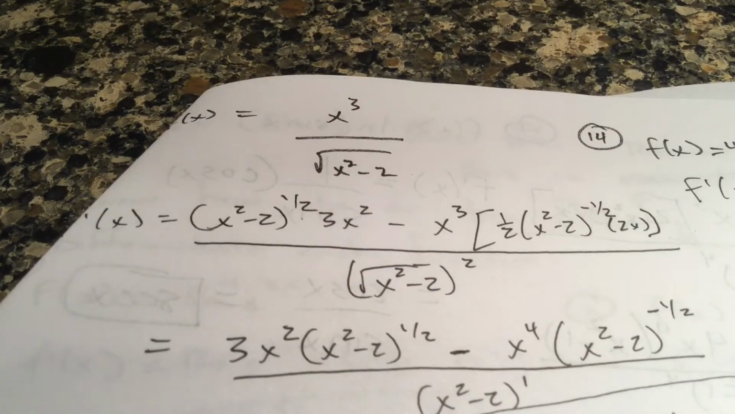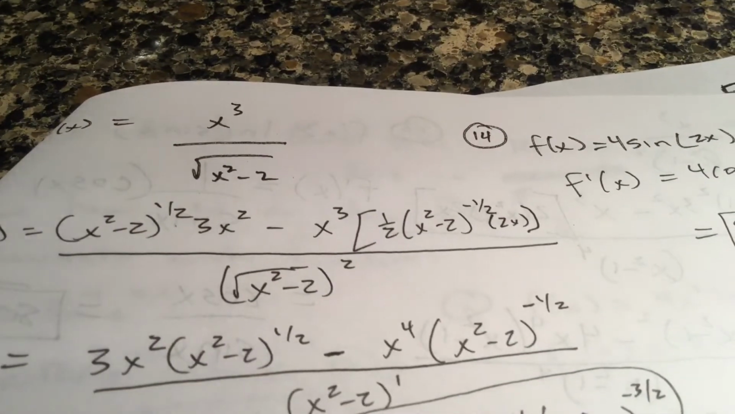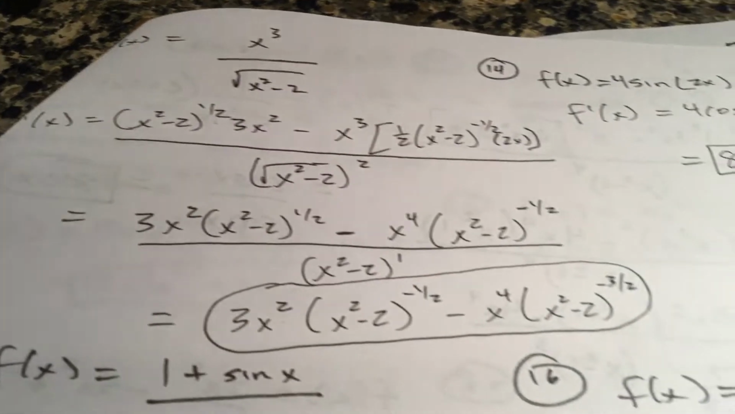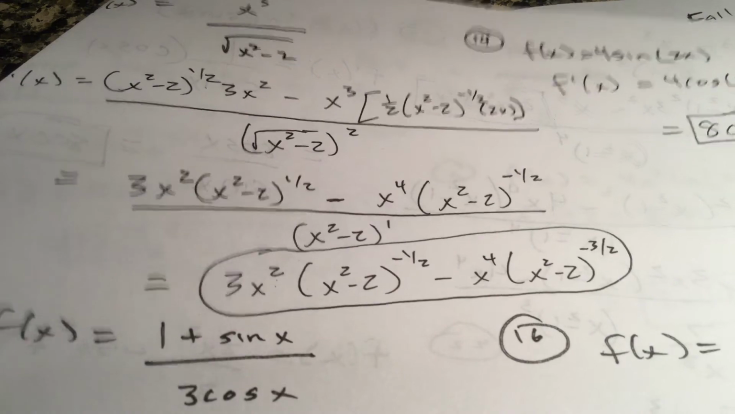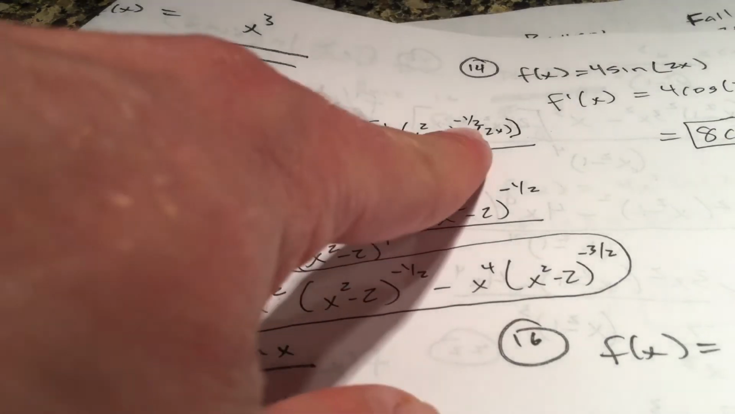I would use the quotient rule here. Low d high minus high d low. Derivative of low: bring down the 1/2, write that u to the negative 1/2 power, take the derivative of that u, which is 2x. Square the bottom. Now I'm going to write everything in terms of the 1/2 power. Notice here the 2's will cancel.